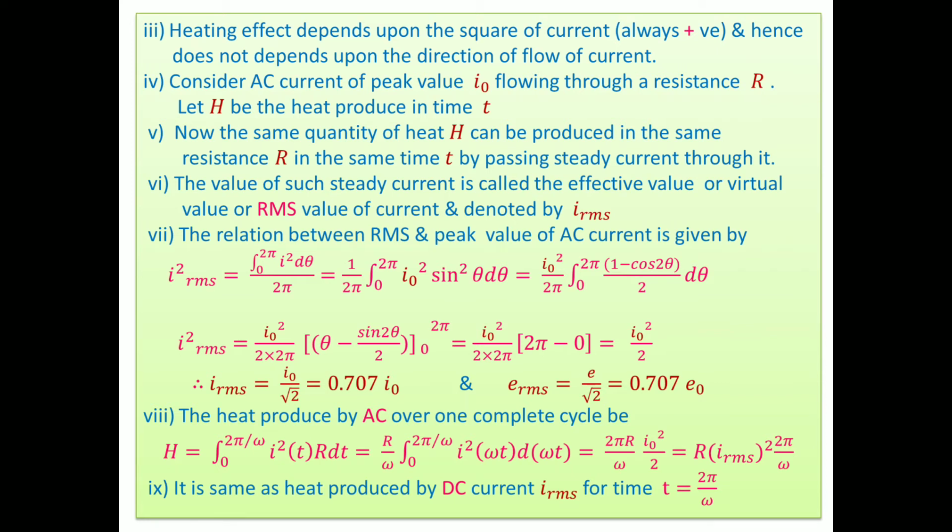So this DC, which is measurable, produces the same effect as that of AC. It's called the effective value, virtual value, or RMS value of the current, and it is denoted by IRMS.